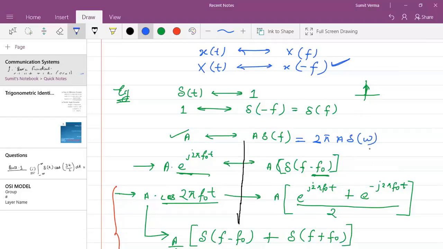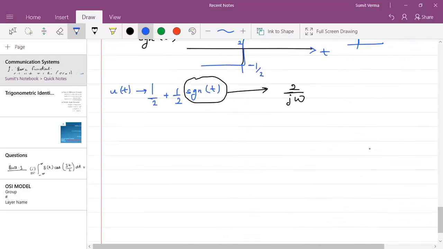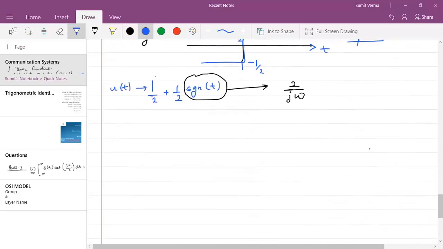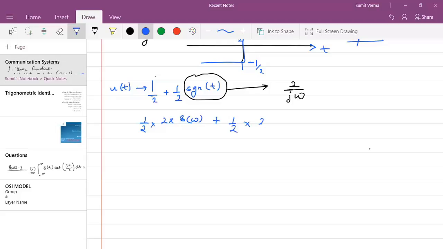I'll use this property here to write the Fourier transform for u of t. This half is a constant value, so I can write the Fourier transform as half into 2 pi del of omega, where the constant value a is half here, plus half into 2 by j omega. Let's cancel these 2's. We get the Fourier transform for u of t as pi del of omega plus 1 by j omega. This is the Fourier transform for u of t.